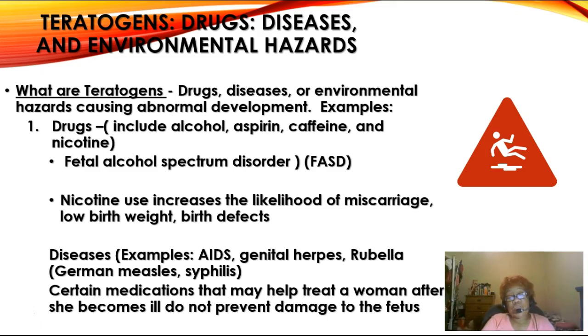Disease examples such as AIDS and genital herpes can pass through to the baby during birth, during the vaginal delivery. Rubella, such as German measles, and syphilis can also be passed on to the baby during prenatal development. There are also certain medications that may help treat a woman after she becomes ill, but they do not prevent damage to the fetus.